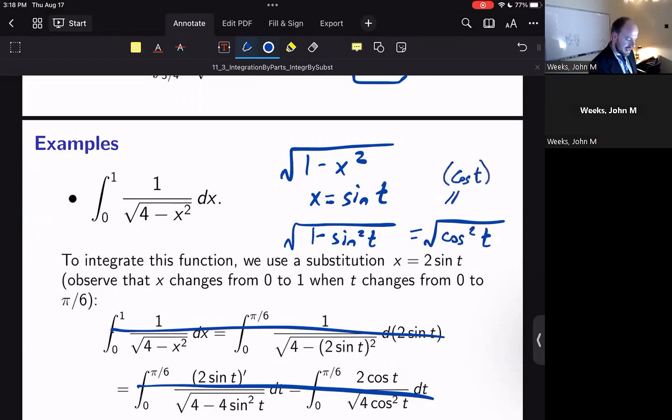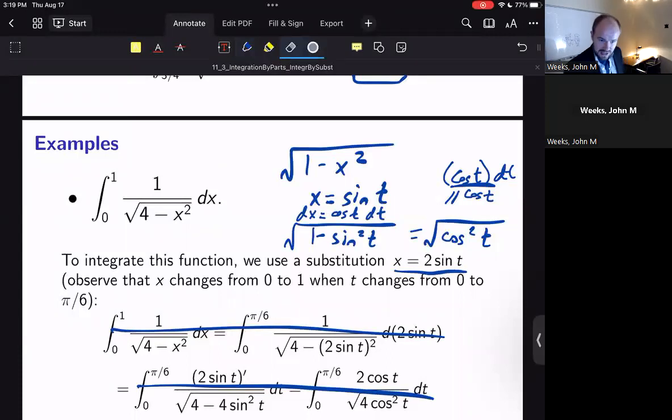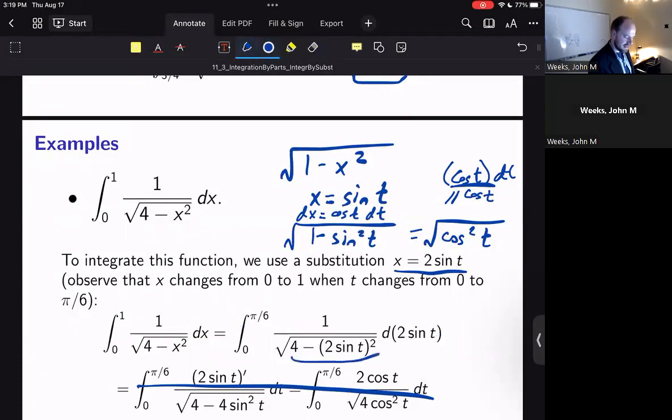Now, taking the fact that dx is cosine of t dt, in order for me to get this to be in terms of dt, I must divide by that cosine of t. So that's one thing that ends up being useful here. In this case, we have something slightly different. We have 4 minus x squared, but if we make the substitution x equals 2 sine of t here, then we're actually okay. You can see here what happens in this denominator.